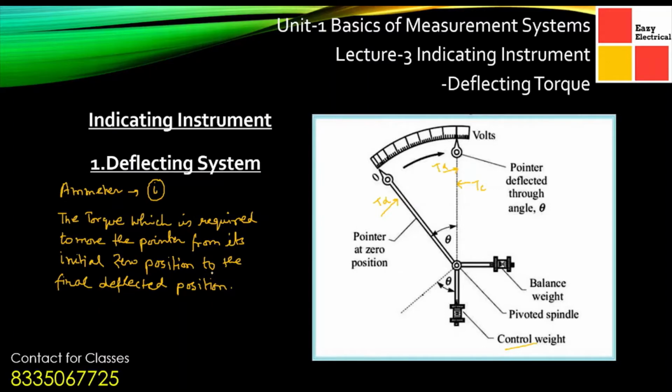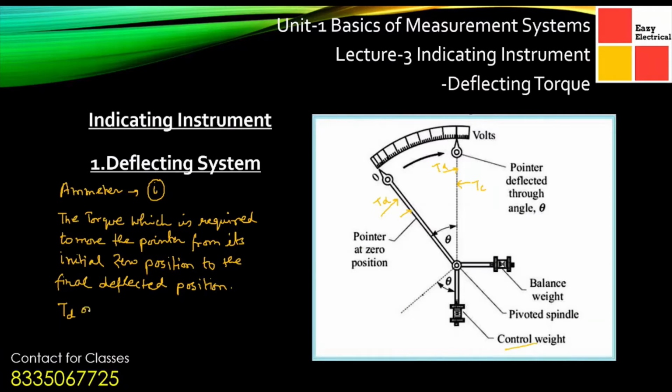In that you will see that the moving system's pointer will always be reaching the full scale position, which is undesirable. Suppose a system only has a deflecting torque, what will happen? The pointer will ultimately reach from zero position to its final position, and we will not get the exact or desired reading if only deflecting torque is present.